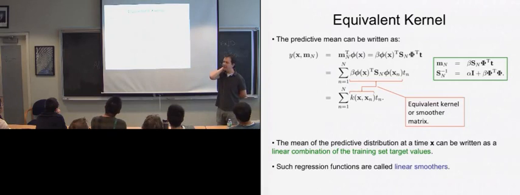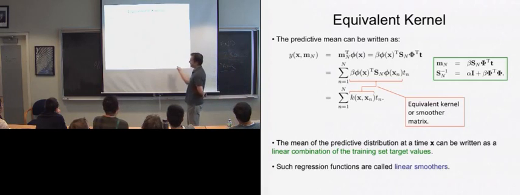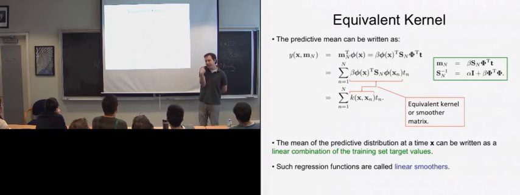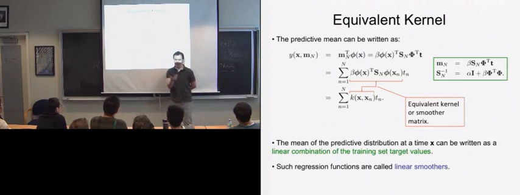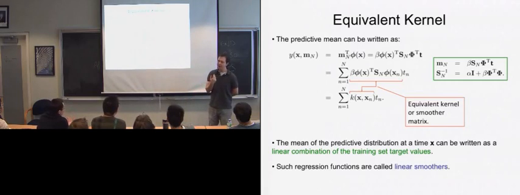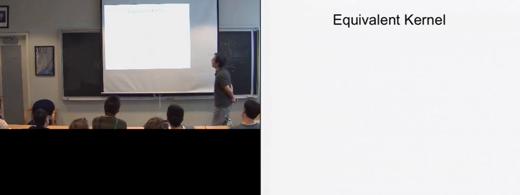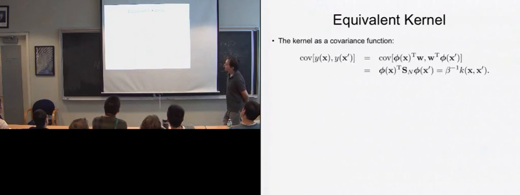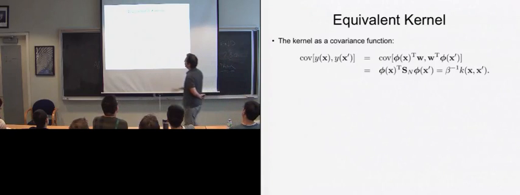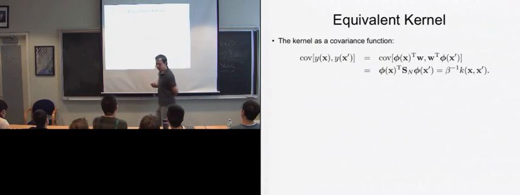But again, these are just linear smoothers. You look at the points that are nearby, you define some form of kernel that tells you something about how close the input points are, and you look at the weighted average of those. If you look at the kernel as a covariance function, the covariance between the two targets or the two predictions has this form. And again, we can think of it as defining a kernel function between the two points.